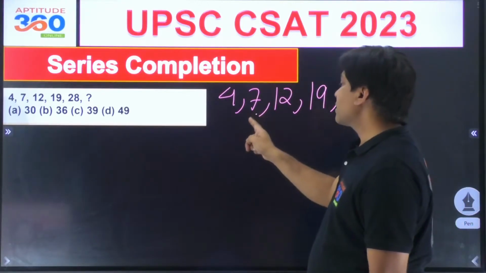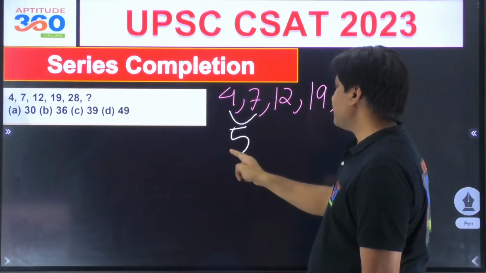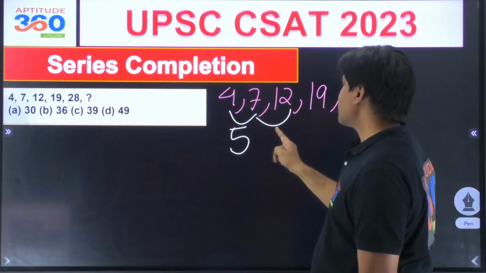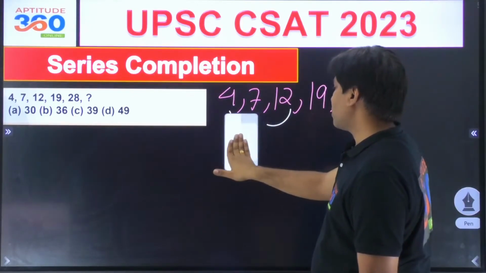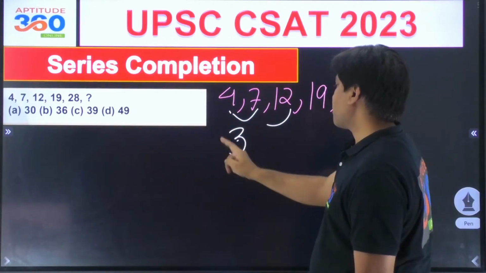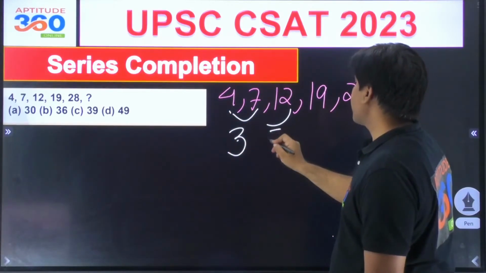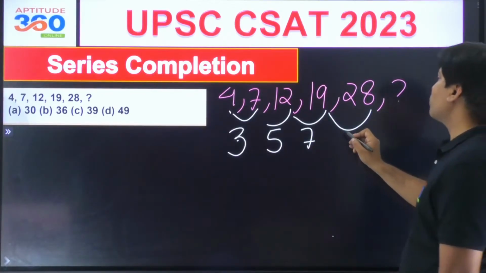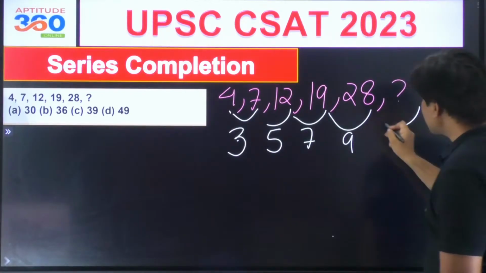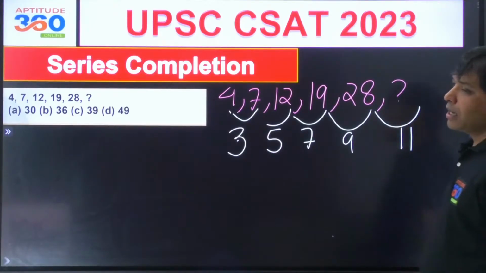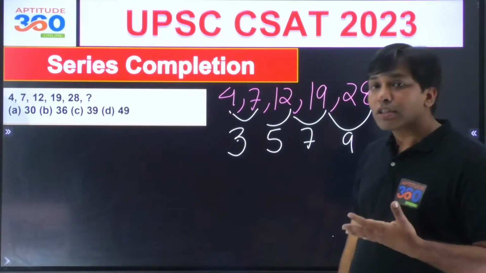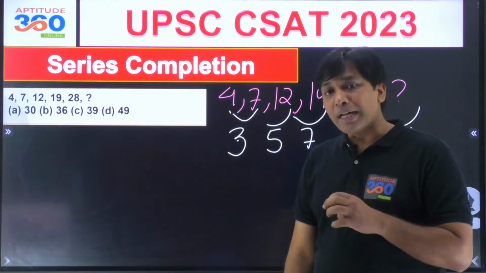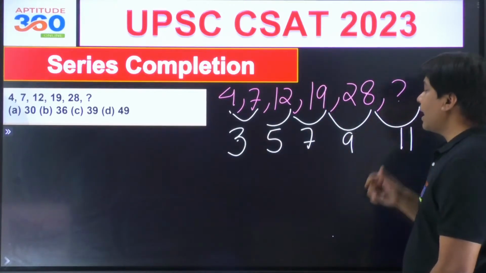What is this? This negative this is 5. This negative this is what? Again, no, not 5. This is 3, right? This one is 5 and then this one is 7. And then this one is going to be what? 9. So obviously this one will have to be 11. The terms are not in arithmetic progression, but their differences are in arithmetic progression.